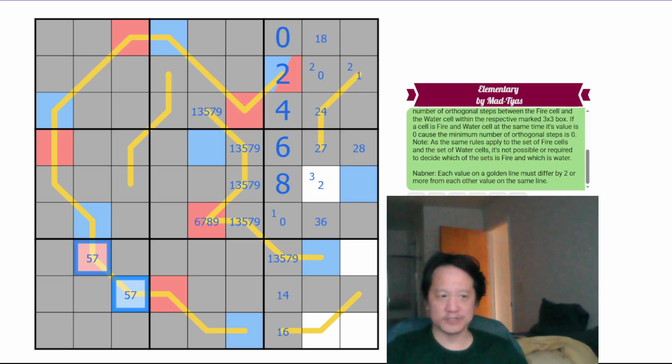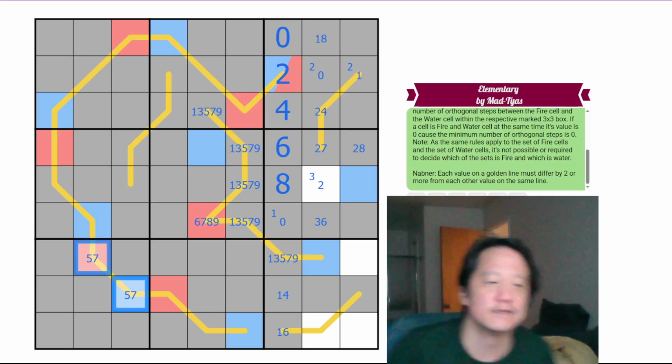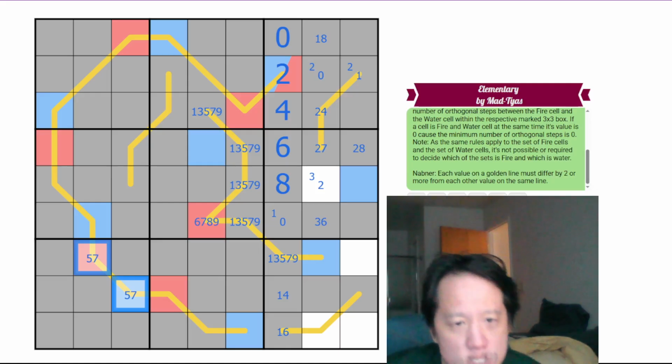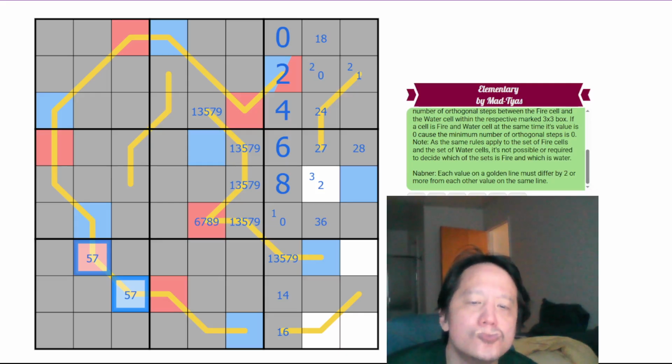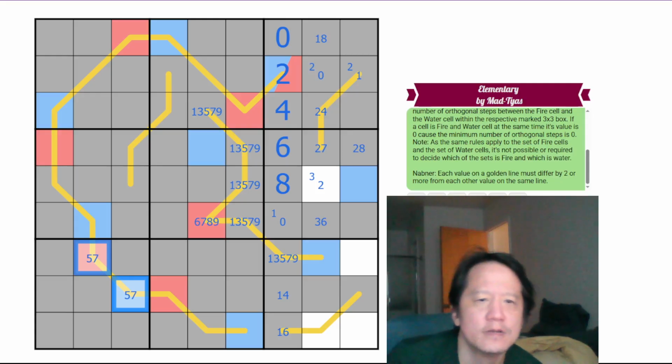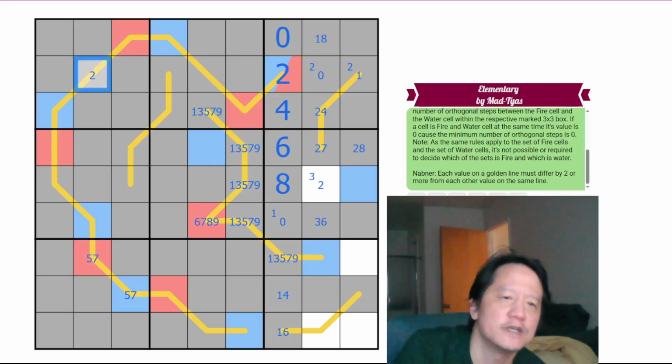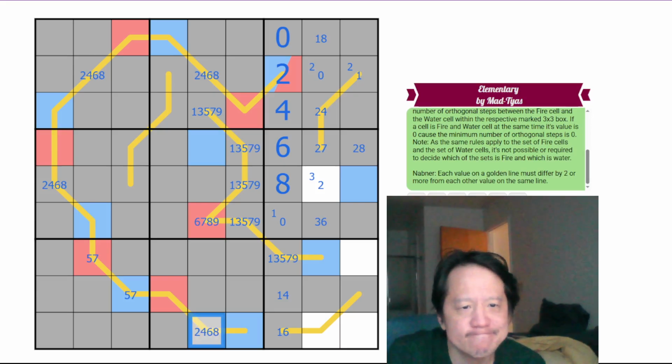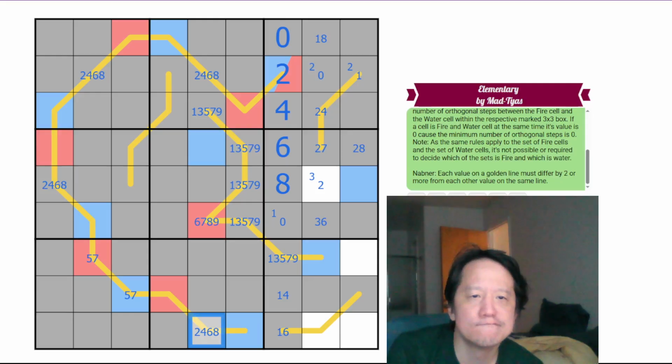Oops, sorry. Apologies. That probably shook the camera there. I was really hoping that this would restrict things, but it's not seeming to. These would obviously be 2, 4, 6, and 8, different ones for the non-fire water cells. Well, that doesn't really help us much.